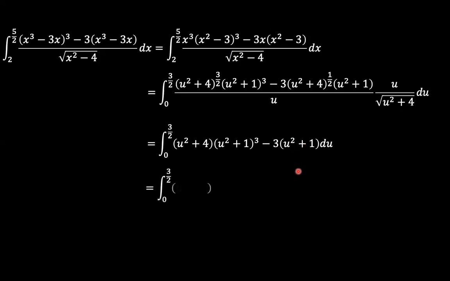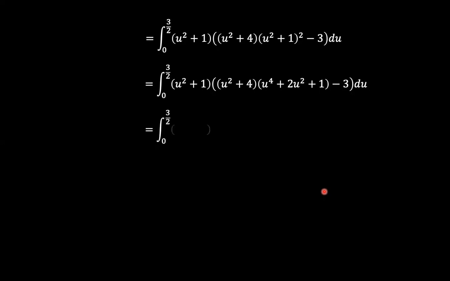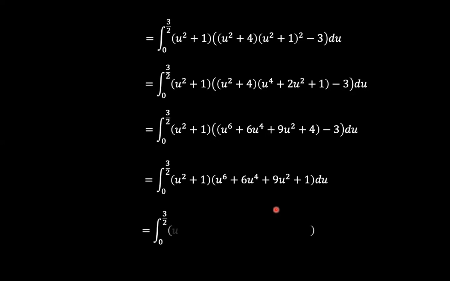And so multiplying that through, we can pull u squared plus 1 out, and so we are left with u squared plus 4 here times u squared plus 1 squared minus 3. And so going further, that means that our problem becomes the integration of u to the power 8 plus 7 u to the power 6 plus 15 u to the power 4 plus 10 u squared plus 1. And obviously the limit is 0 to 3 over 2.